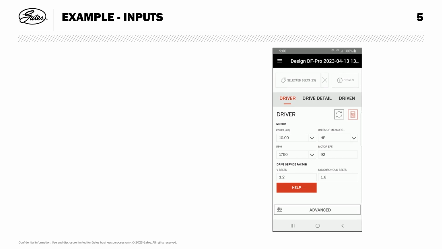Now that we're familiar with DF Pro in Design Power Mobile, let's get started on that customer request. For the sake of this example, I'm going to start with the full drive replacement, then move on to the replacement belt. The first step is to select products to design with. Notice the parenthetical number next to selected belts. This indicates the number of individual products that are in scope for this design.